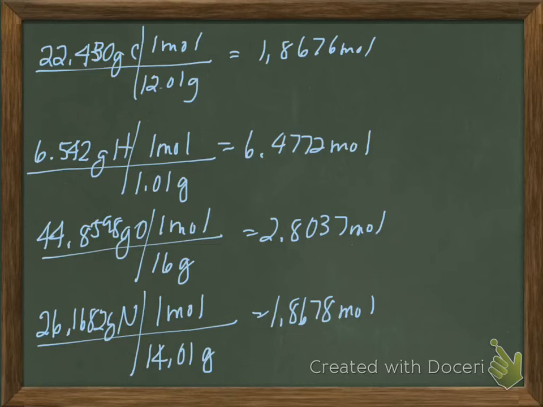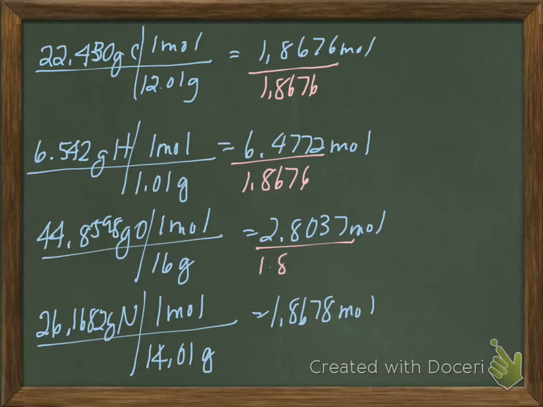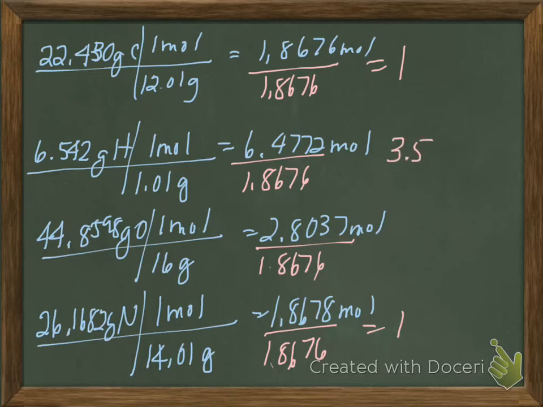Okay, so next step is to divide by the smallest, right? So which one is the smallest? First one. So we know that one's going to be 1, and we know that one's going to be 1. Okay? If we do the next one, we get 3.5. And on this one, we get 1.5. And that's a problem. Can I have 3.5 atoms? No, I cannot. Okay? So that's a problem right there.